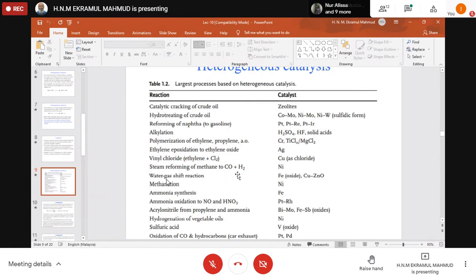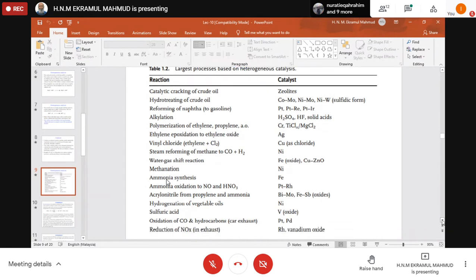So this way, steam reforming of methane to carbon monoxide and hydrogen uses nickel; the water gas shift reaction uses iron oxide, copper, and zinc oxide. Ammonia production and methanation use nickel and iron, right? This way, a lot of catalysts are used. I am exposing this to you to give you just a little knowledge on that. Suppose ammonia synthesis, they use iron as the catalyst.